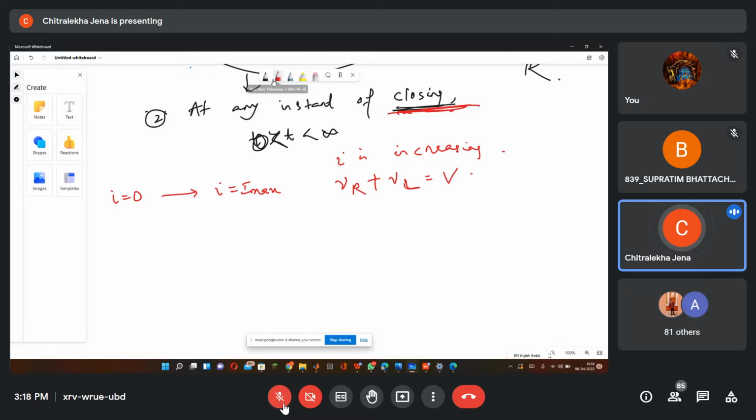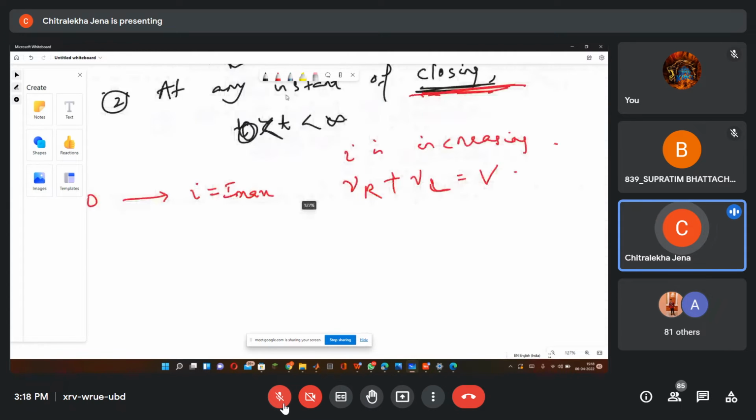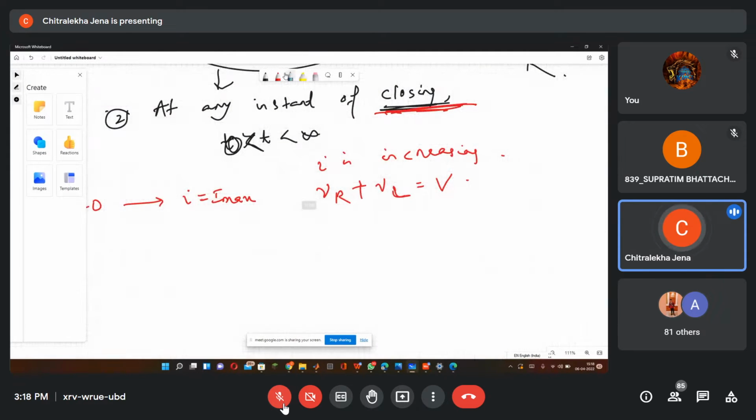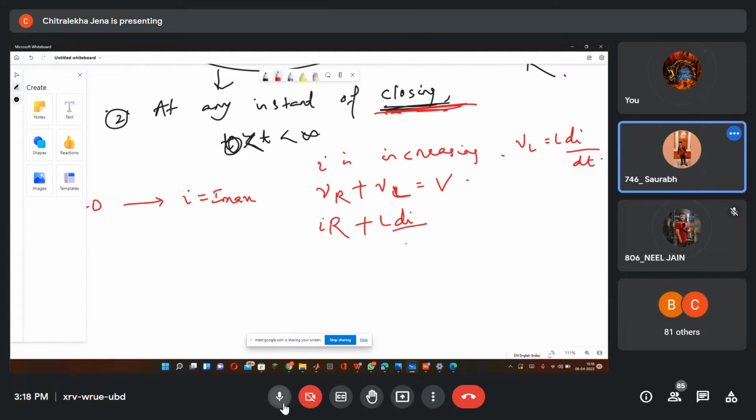So what is my equation? The equation is IR plus VL. What is the value of VL? Voltage across the inductor will be equal to how much? L di by dt. This you know, or not? Yes, ma'am, studied in 12th. So L di by dt. Now here, V is equal to IR plus L di by dt.